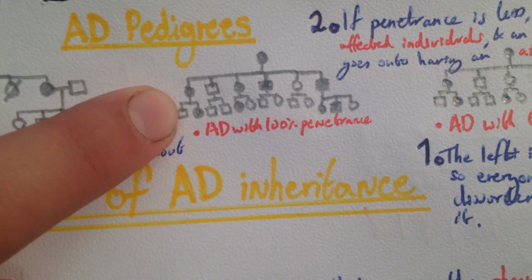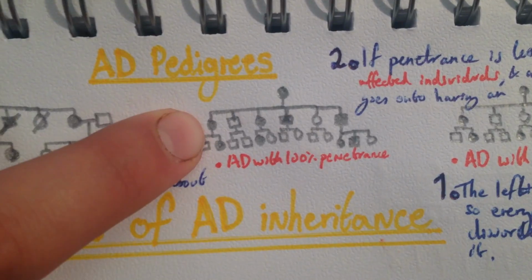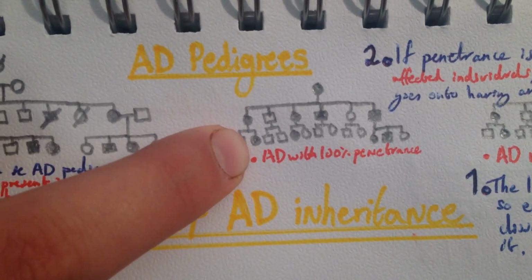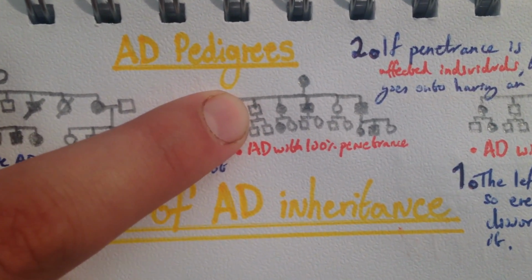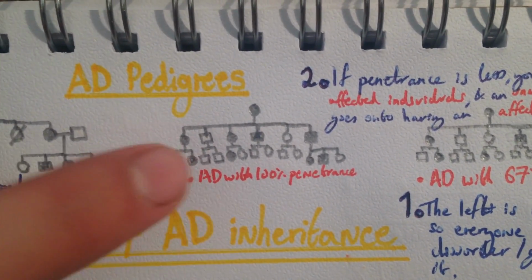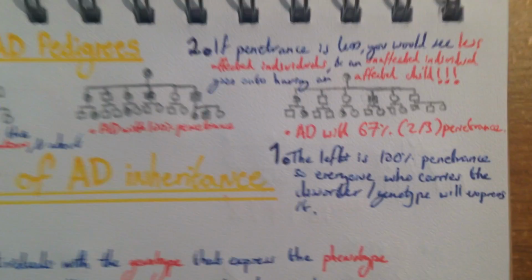ignore that. I'm gonna show you. Basically, this guy has the disease. This guy doesn't. This guy has the disease. If this guy had the disease, then this guy would have to have the disease. Basically, that is if penetrance was 100%. I think I'm making it more complicated than it is, so I'm just gonna read the script.